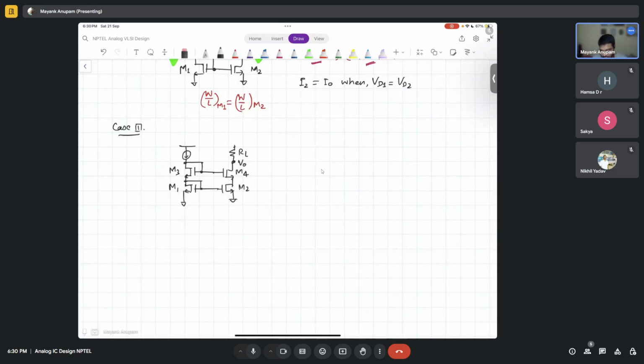Fine. This is not a very good way to draw. It's very messy.